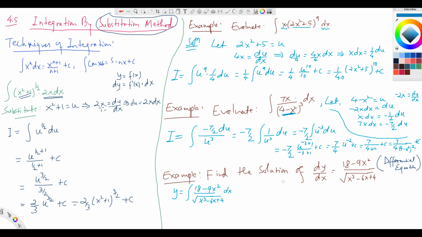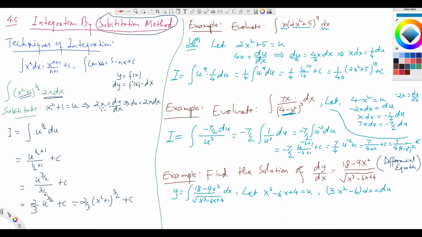Now what should be u? Tell me. You're right. That thing under the root must be u. Let's say x cubed minus 6x plus 4 equals u. So I set that as u. Now what happens to this term and dx? Let's find the derivative. The derivative is 3x squared minus 6 dx, you see that, equals du. I find the differential of u, right? So du is the derivative of that times dx.